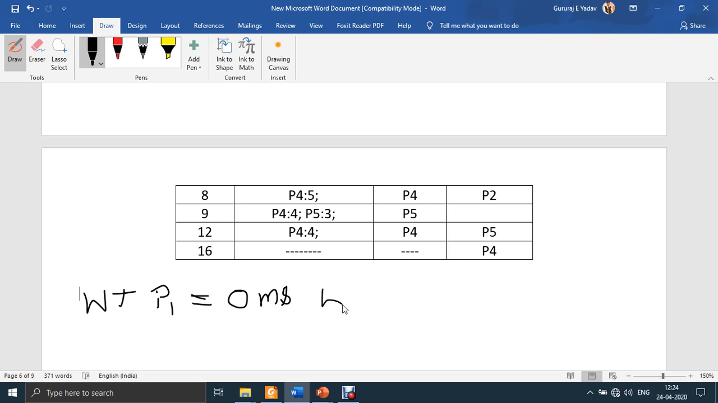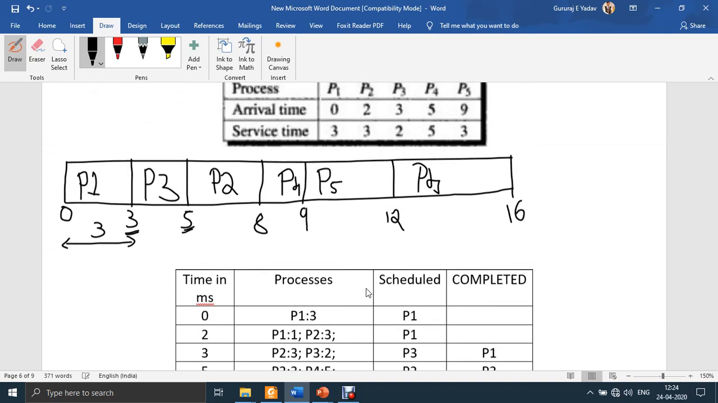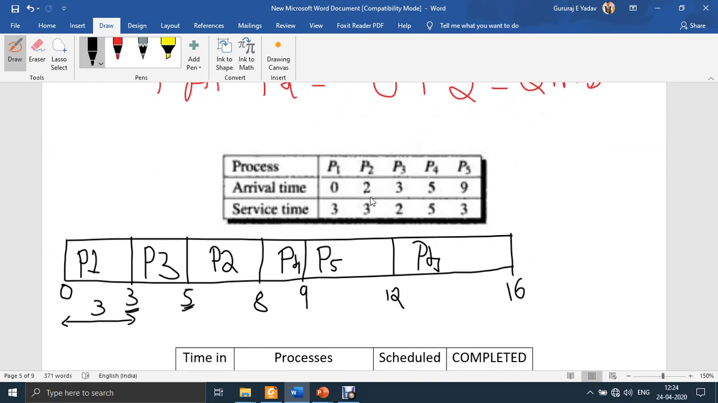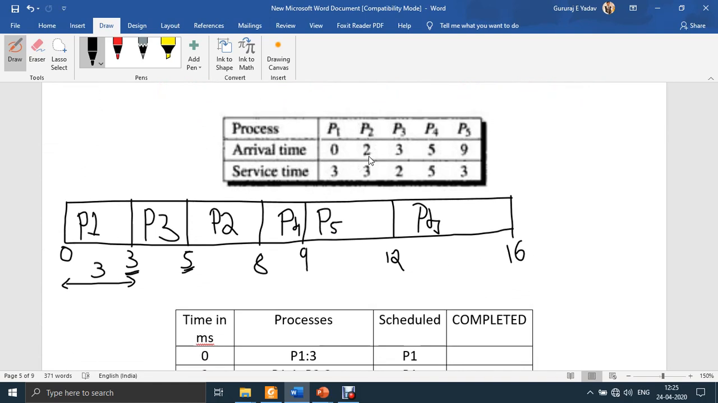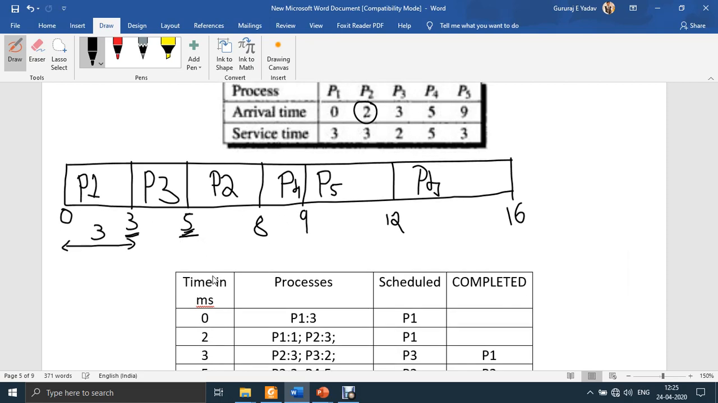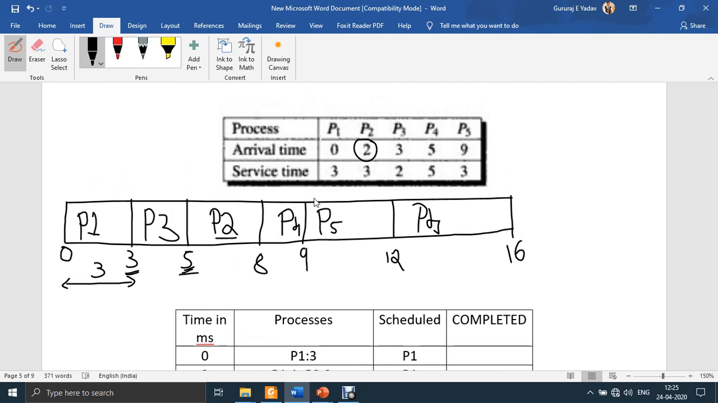Fine with this? Next is the waiting time of P2. How much time has P2 waited in the ready queue? P2 arrived at time 2, but you gave it the chance to execute at 5. So it has waited, obviously. It came at 2 and got the chance to execute at 5.